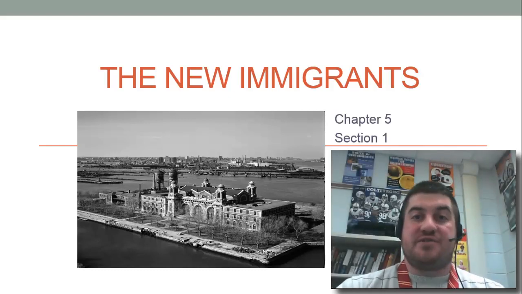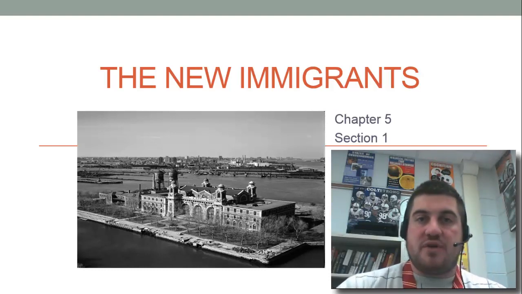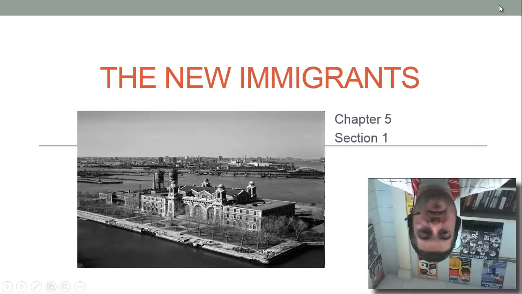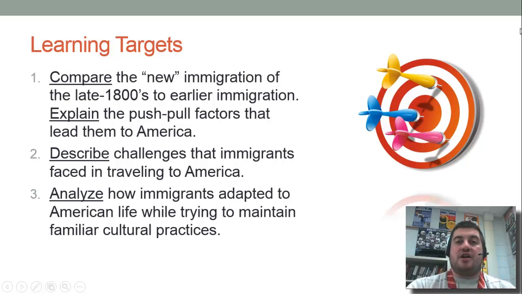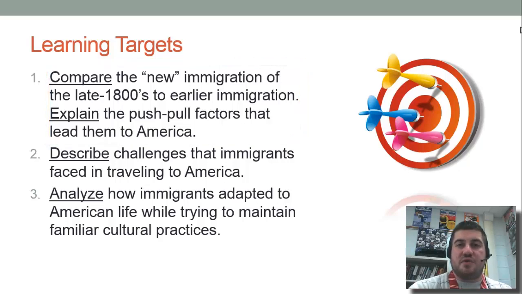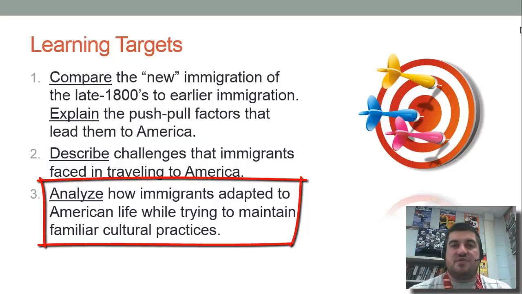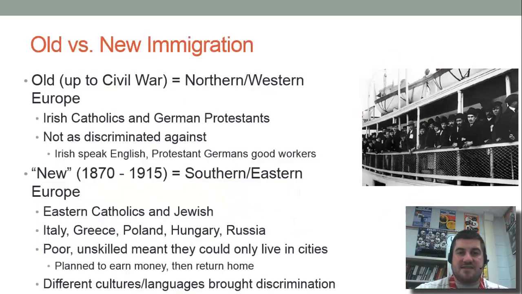History with Mr. Snyder. Today we are starting a new section and we're getting into Chapter 5 about immigrants and immigration during the late 1800s. Learning targets: compare the immigration that is happening after the Civil War to the immigration that was coming before the Civil War. And we're going to explain the push and pull factors. So why America was good, those are pull factors, and why their old country was bad, those are push factors. We're going to describe the challenges that the immigrants had in traveling to America, and we'll analyze how immigrants adapted to American life while at the same time trying to maintain their familiar cultural practices.